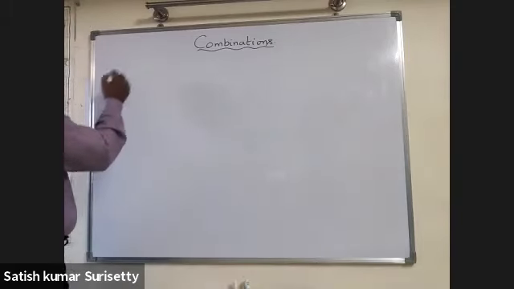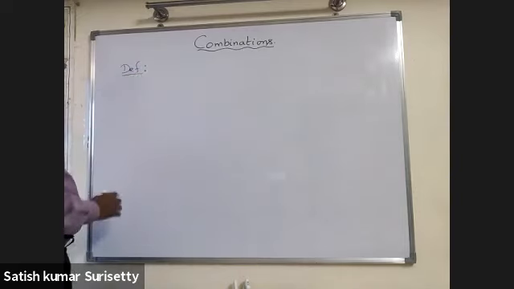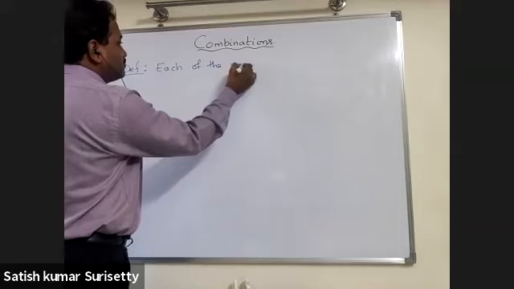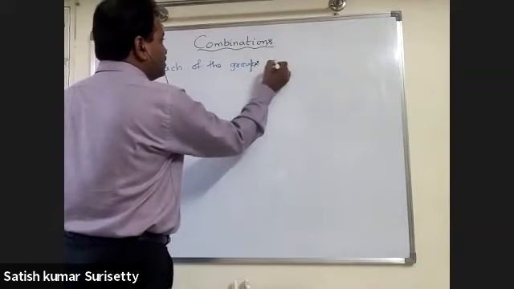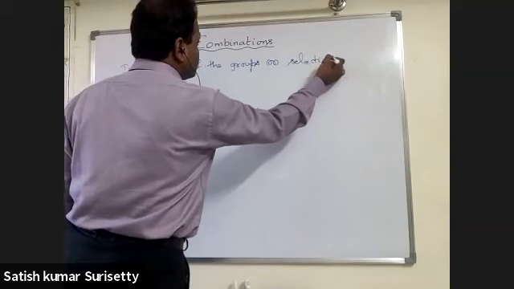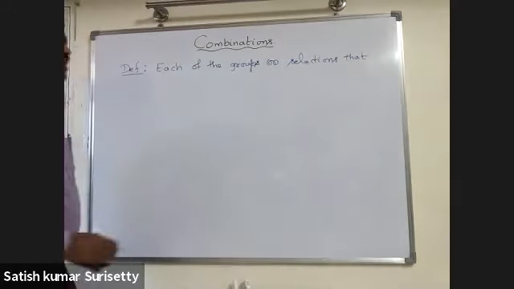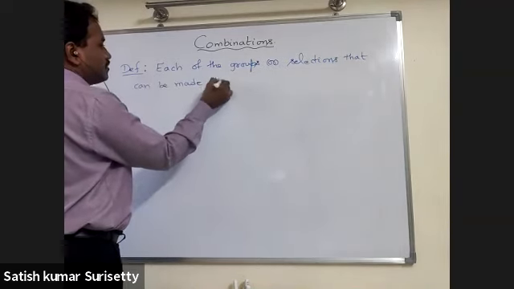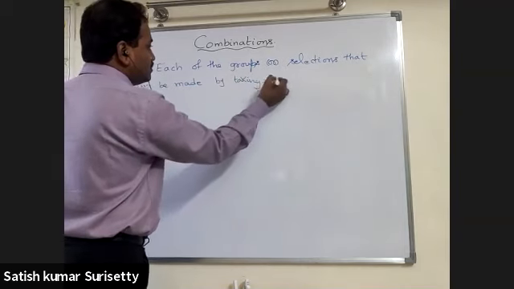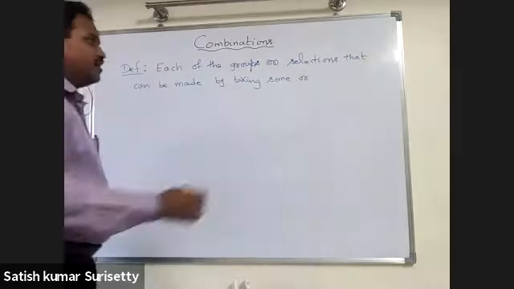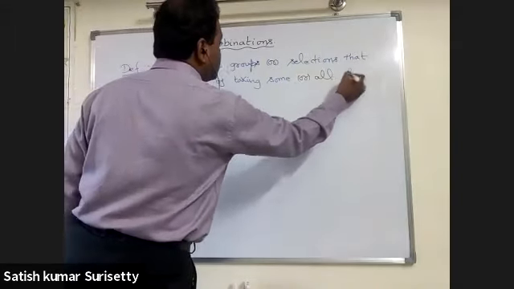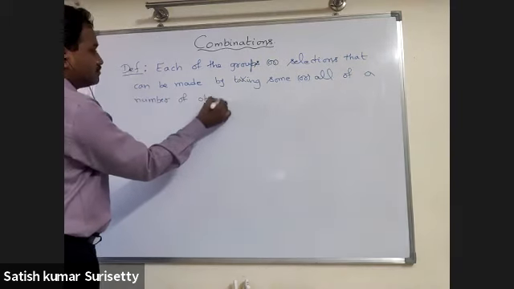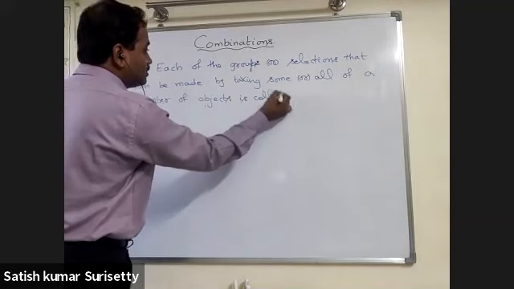Combinations. Definition. Each of the groups are selections that can be made by taking some or all of a number of objects is called a combination.